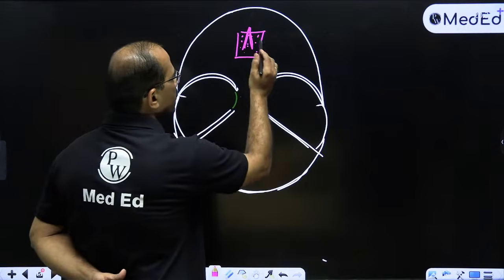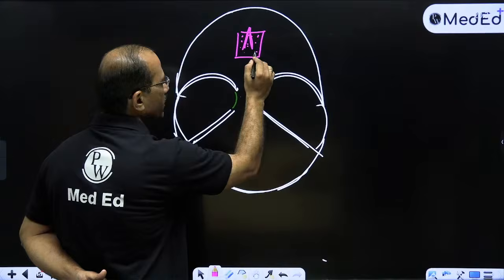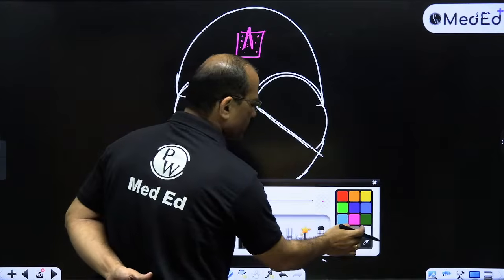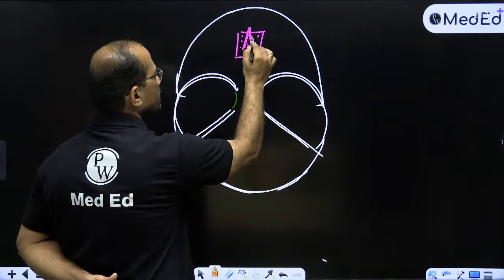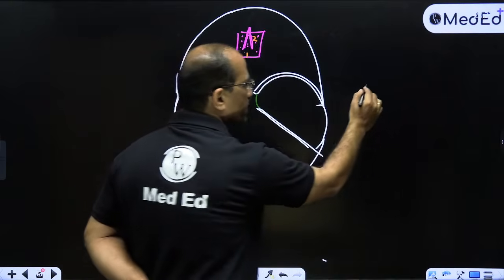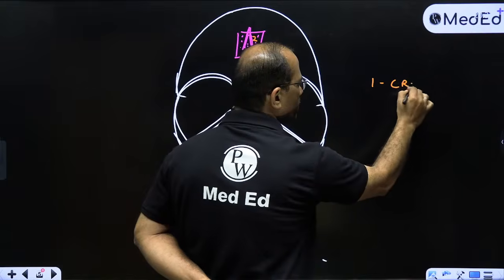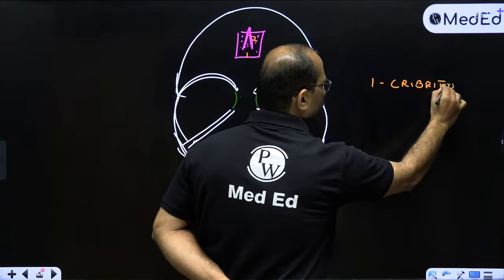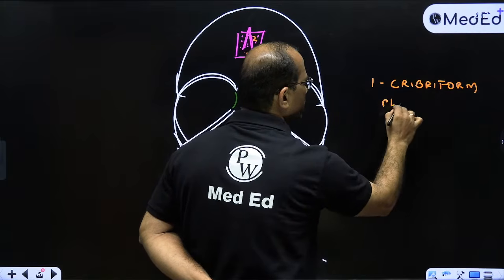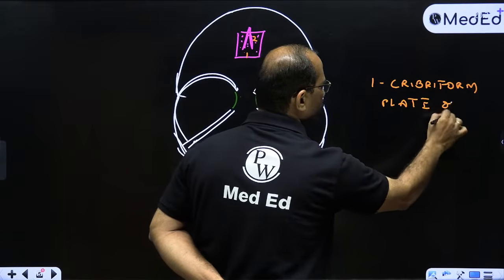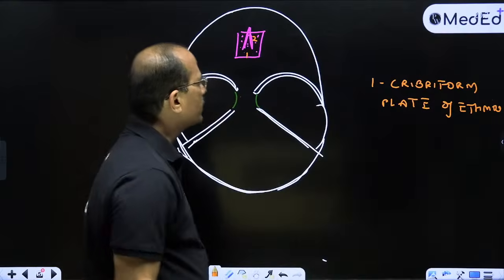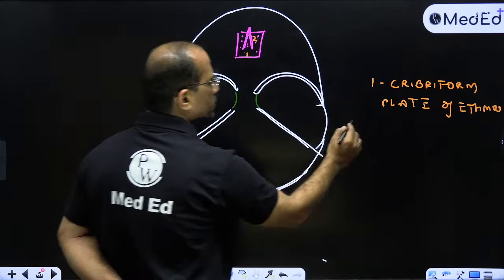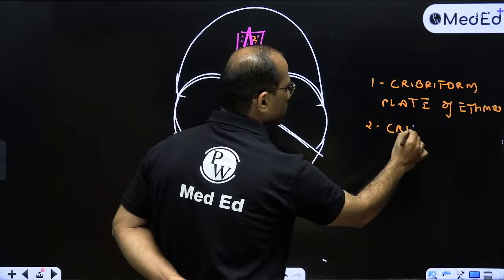Now this thing, I'll just put here number 1. I'm putting numbers here so it will be easy for you to understand. Okay, have a look. So this is number 1, this is number 2. So 1 is the cribriform plate of ethmoid. Just remember this, cribriform plate of ethmoid bone. What comes in from here? Olfactory nerves. What is this? Number 2. Number 2 is known as the Crista Galli.